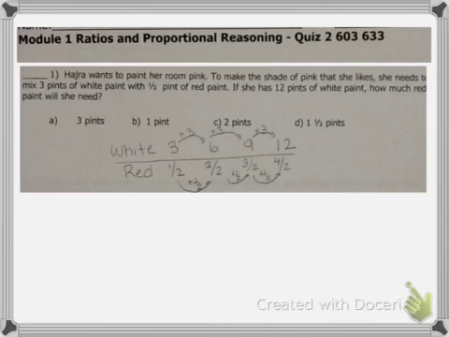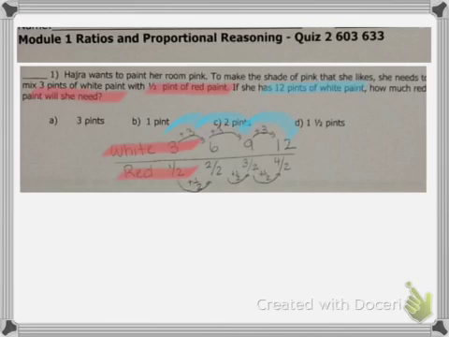Let's take a look at the problem and what information we're given. We're told the ratio to make the shade that she wants is 3 pints of white to a half pint of red. So we've started our ratio table here with 3 white and a half red. To complete the table, we're going to continue to add 3 on the top each time. Our next entry would be 6. If we add 3 again, the next entry is 9. If we add 3 again, the next entry is 12. And we're looking for 12 pints of white, so we're going to stop there.